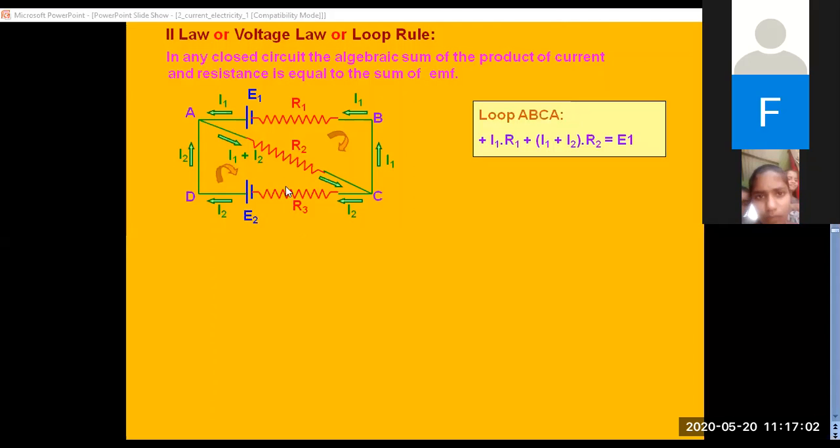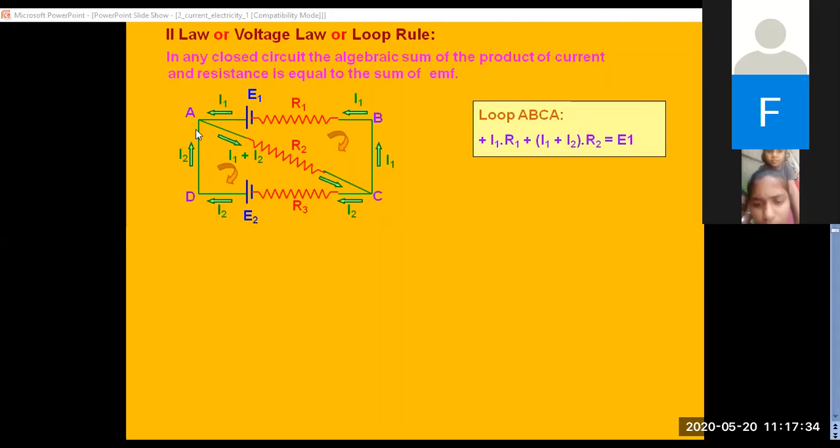Now see this, observe carefully. I am taking a loop. A loop is one part of the network. This is like a rectangle, but in between I have a line. So I can divide this into two triangles. One is ABCA. The second one is also ABCA. See, this rectangle is divided into two parts.